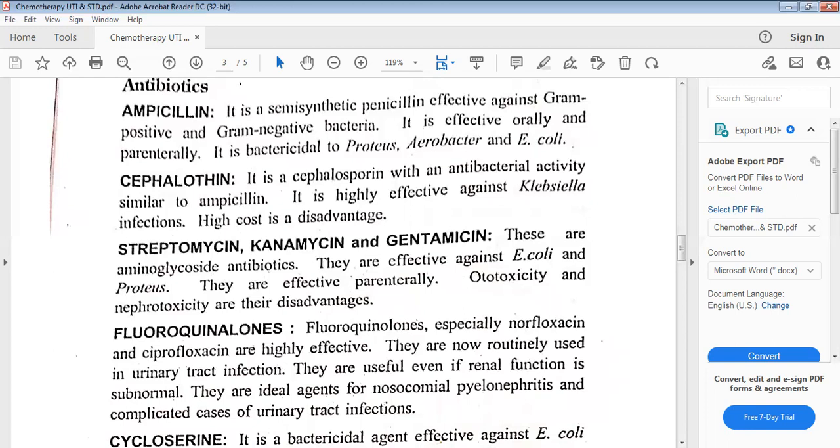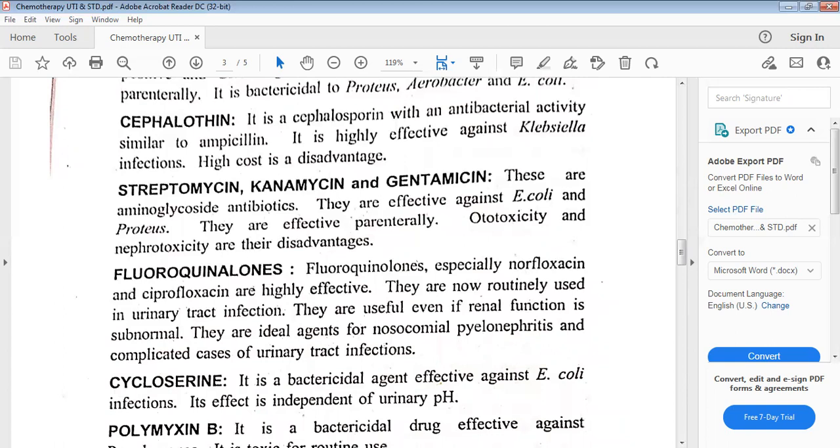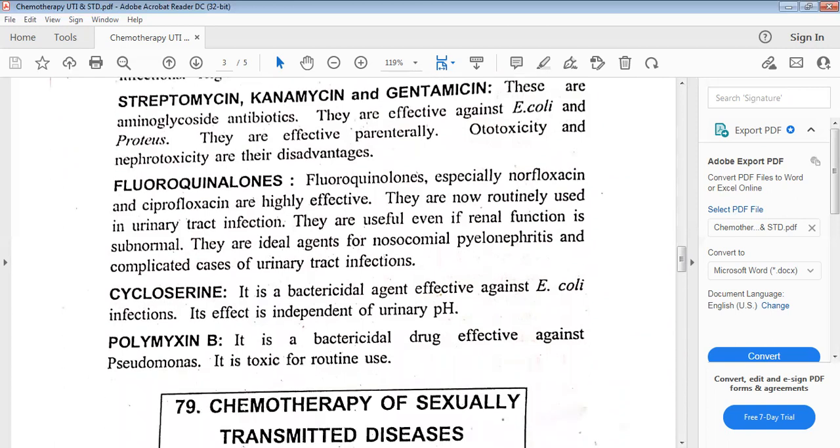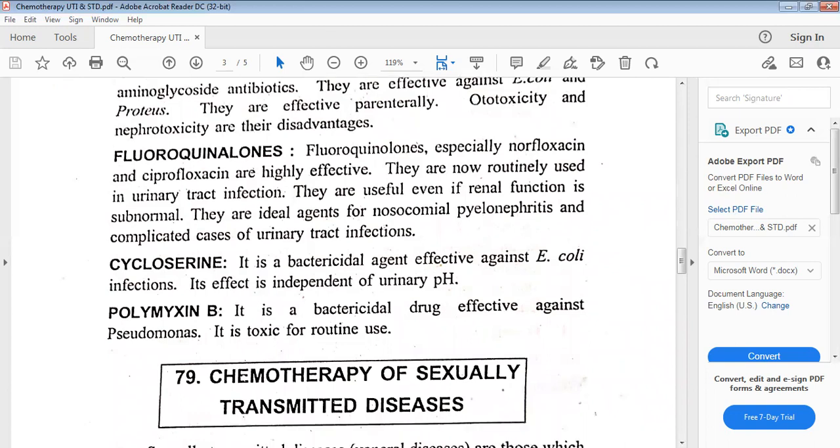Then fluoroquinolones like norfloxacin and ciprofloxacin can be used. And nowadays they have become very common. Anytime anybody has a urinary tract infection, these molecules are generally preferred. Cycloserine and polymyxin B also can be used.